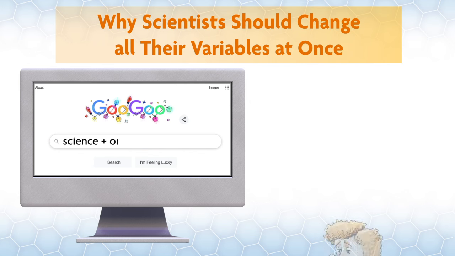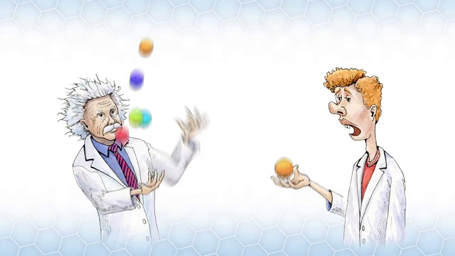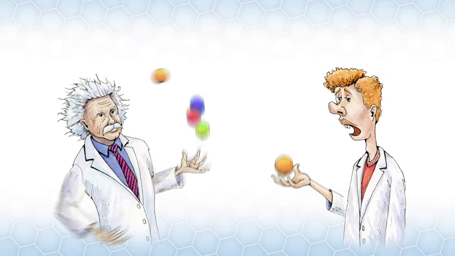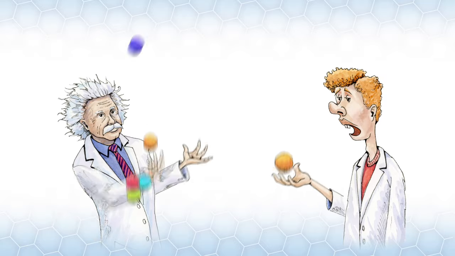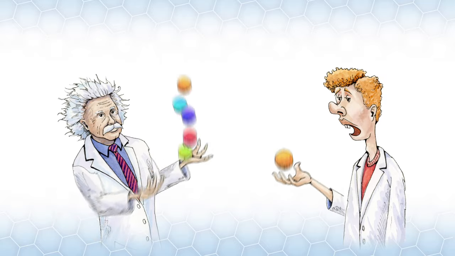If you search the web for science, you'll find many sites advocating for only changing one variable at a time in experiments. Some will even list this as a tenet of the scientific method. Personally, I think there are times to change one variable at a time, and times to change every variable at once. Here, we'll talk about why you might want to change all the variables at once. In later videos, we'll talk about how to do that effectively.